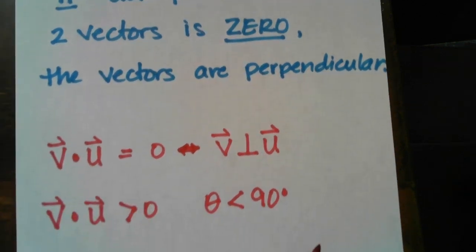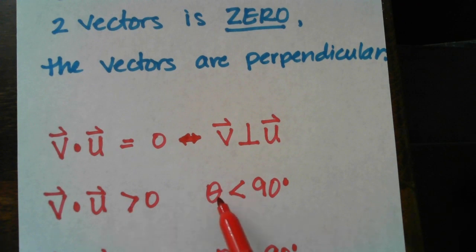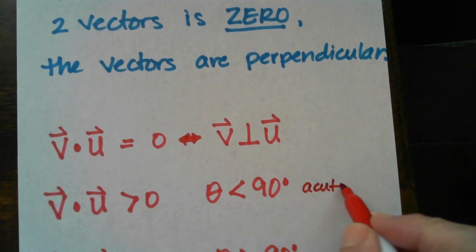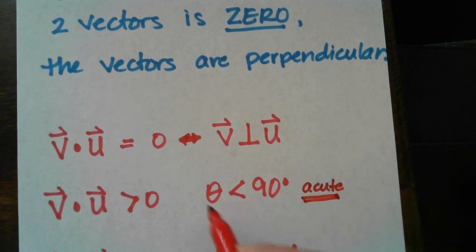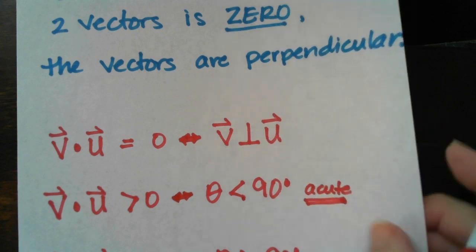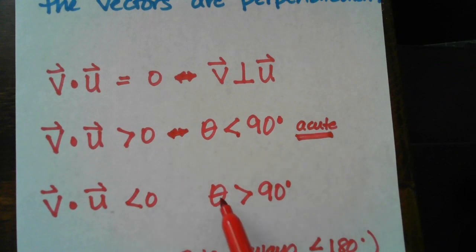We also had earlier, when the dot product is greater than 0, then the angle between them, I'm using theta to refer to the angle between them, must be less than 90 degrees, otherwise known as acute. Okay, and again, this is biconditional. If I have an angle that's less than 90 degrees, the dot product will be positive. If their dot product is positive, then the angle between them is less than 90 degrees, or they are acute vectors.